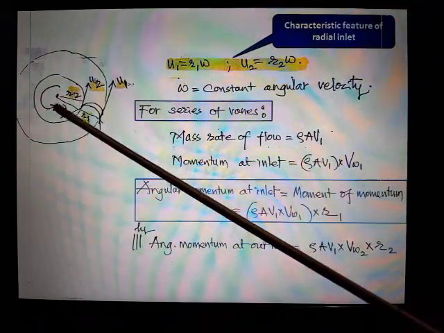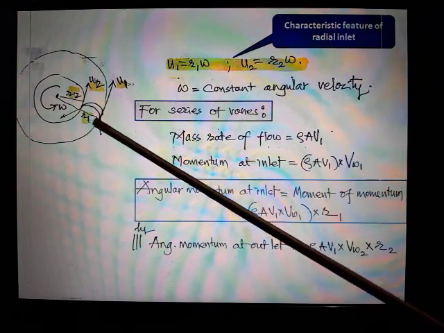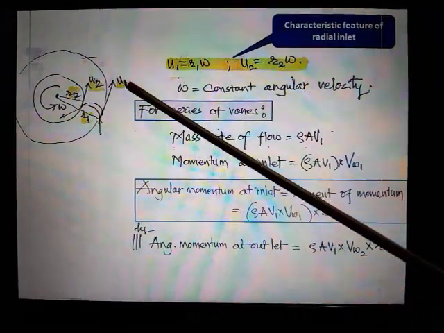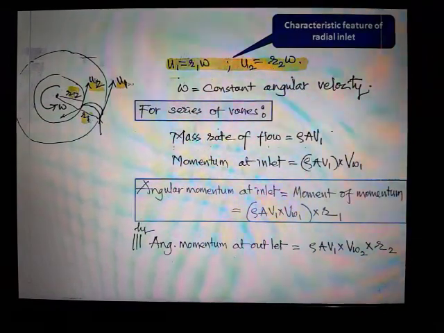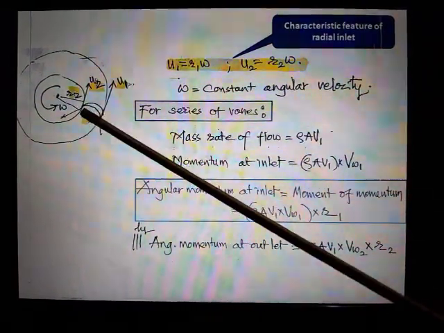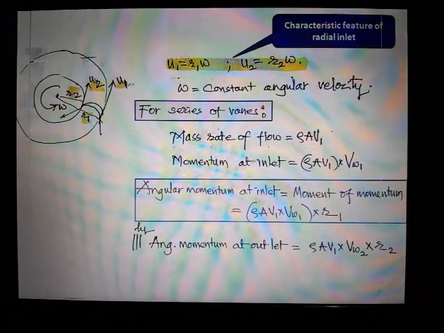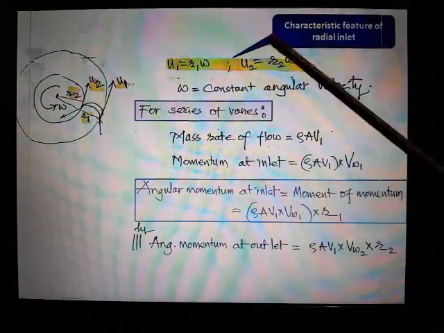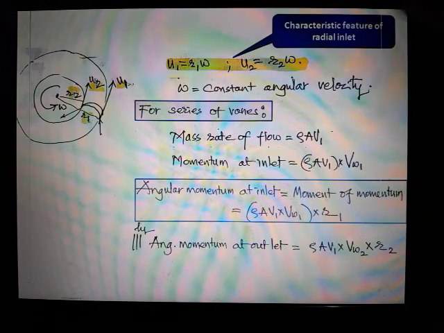Omega is the angular velocity. Because of that, the tangential velocity u1 will become r1 omega and tangential velocity u2 becomes r2 omega. Omega is constant angular velocity.